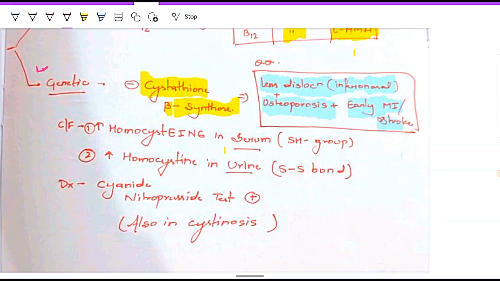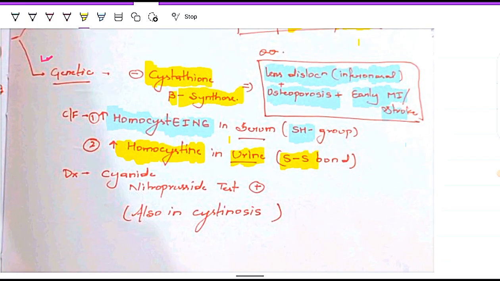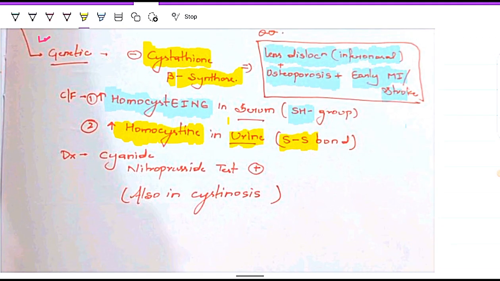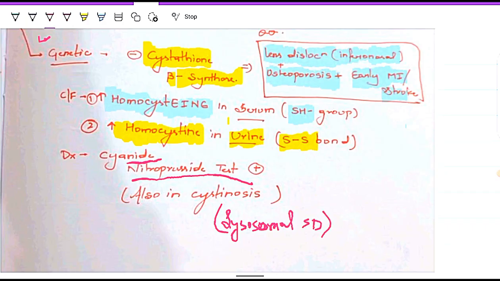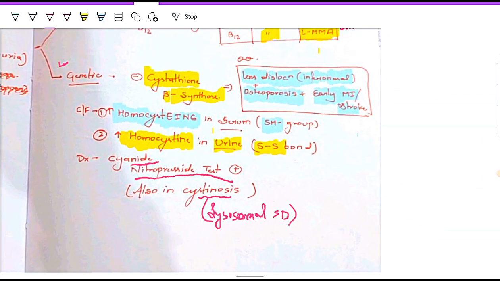Now the homocysteine levels will be checked in serum. It's called homocysteine, a compound which has an SH group, but in urine it will form homocystine. The two homocysteines will get bonded together by an SS bond, sulfur-sulfur bond or disulfide bond, and will form homocystine, okay. There is a test done which is the cyanide nitroprusside test, which is not very important, but it's positive in this. Also there is cystinosis, which is a lysosomal storage disorder. The cyanide nitroprusside test is also positive in cystinosis, which is a lysosomal storage disorder.